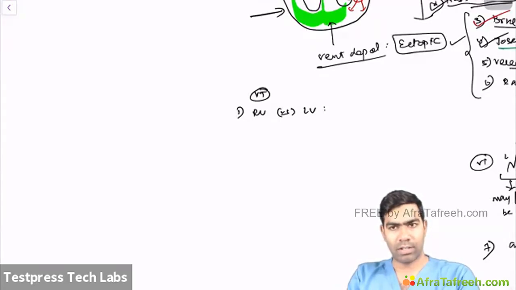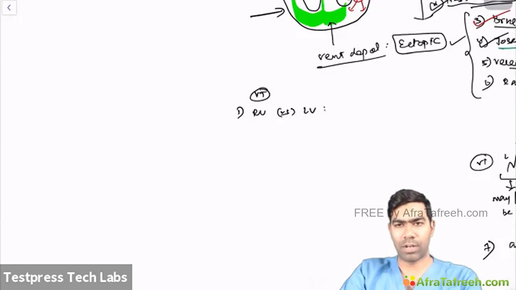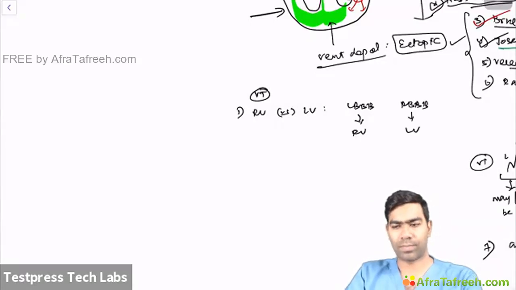You know that, isn't it? How to localize RV versus LV? You're going to see whether it's a left bundle branch block or a right bundle branch block. If you have an LBBB morphology, we know that it's from the right ventricle. If you have an RBBB morphology, we know it's coming from the left ventricle.